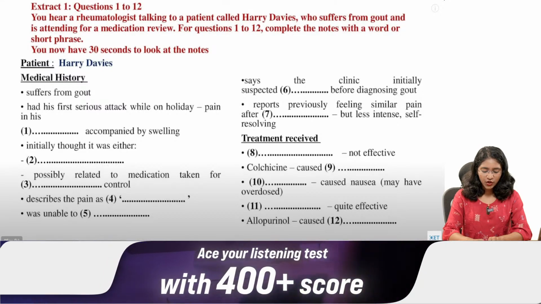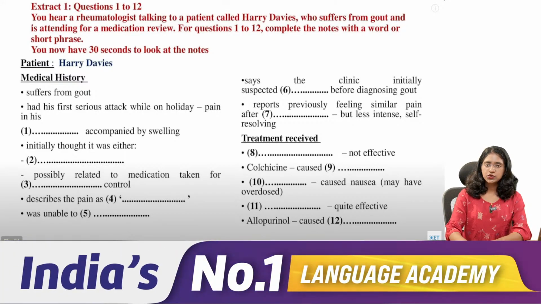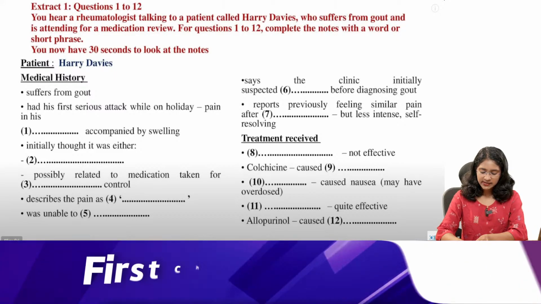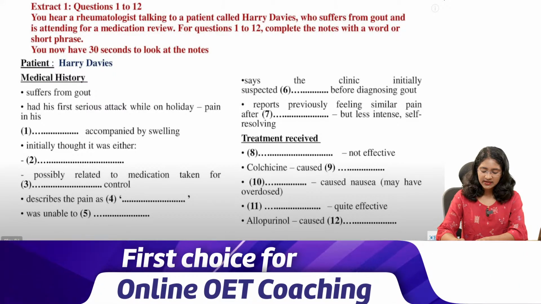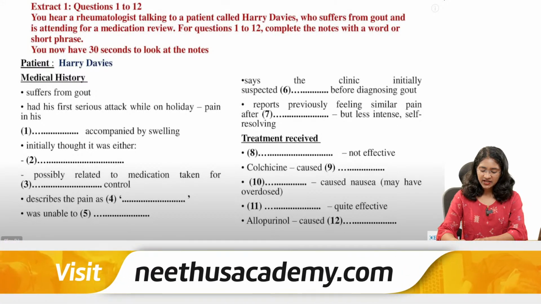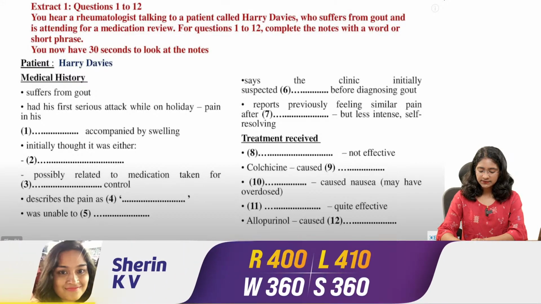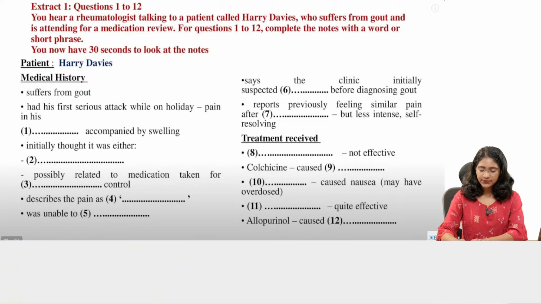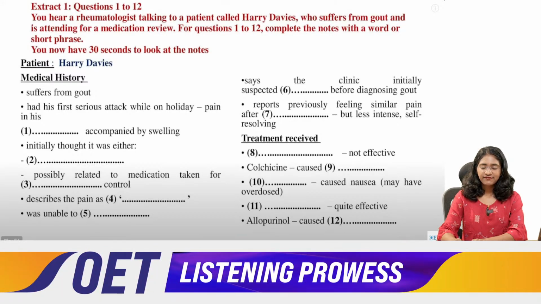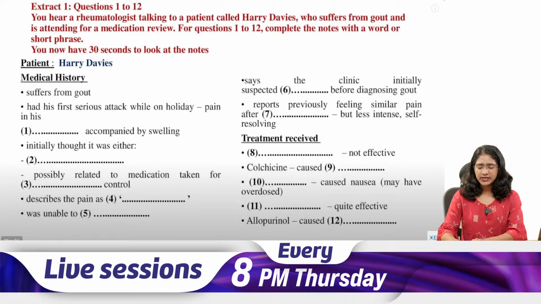Fifth bullet point: was unable to dash. Next bullet point says the clinic initially suspected dash before diagnosing gout. Next, reports previously feeling. Am I going really fast? If I'm going really fast, you can let me know in the comments.